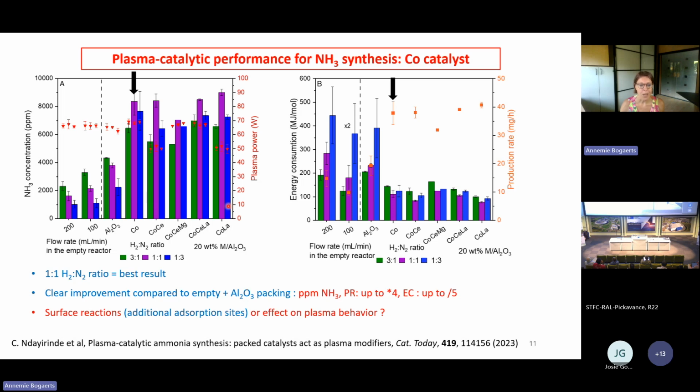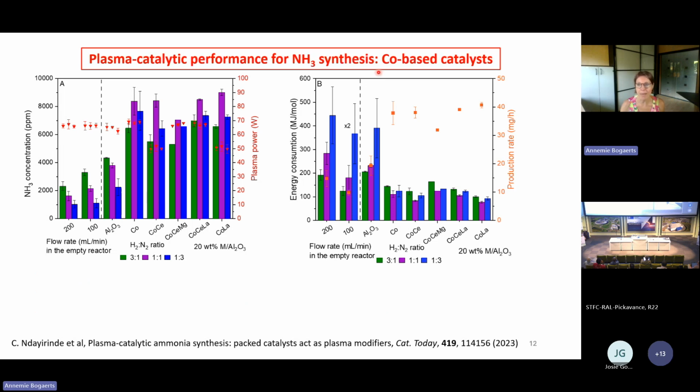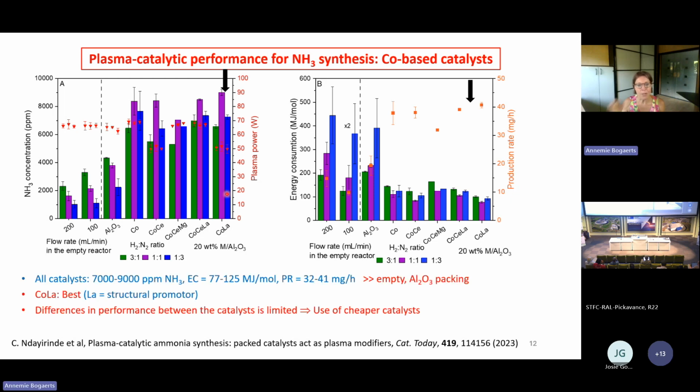So we also compared other catalysts, bimetallic catalysts, so cobalt-based catalysts. These are all these bars here. We can see that all these catalysts have a much better performance than the empty reactor and also than the alumina packing. The cobalt lanthanum gives somewhat better results, but not much different, and that is attributed to lanthanum being probably a structural promoter. The reason why, once we add catalysts, the 1:1 ratio is higher, we actually don't know yet. But we also see that there is not much difference between the different catalysts. It means we could as well use cheaper catalysts, because as soon as we put a metal on it, it seems to work better, but there's not much difference.